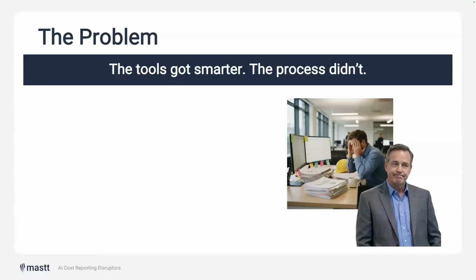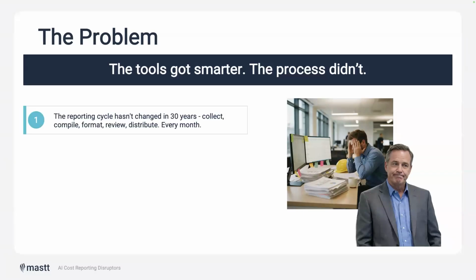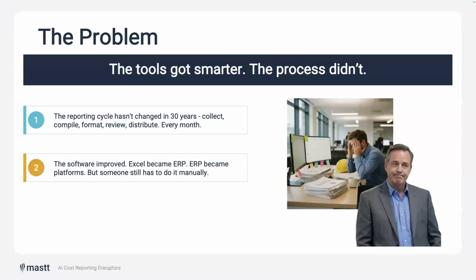So the crazy part about all this is the tools got smarter, but the process didn't. Cost reporting hasn't really changed in 20 to 30 years. Like I just said, it's still the exact same process. We're collecting data, we're compiling it, we're reviewing it, we're circulating it. The viewer actually has to digest it and understand it. And like I said, every single month. And that's a bit of a minimum. It can happen more regularly on a weekly basis as well.